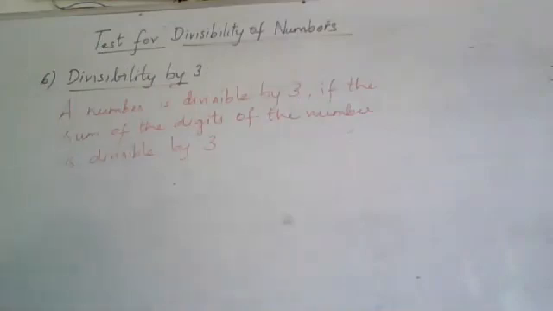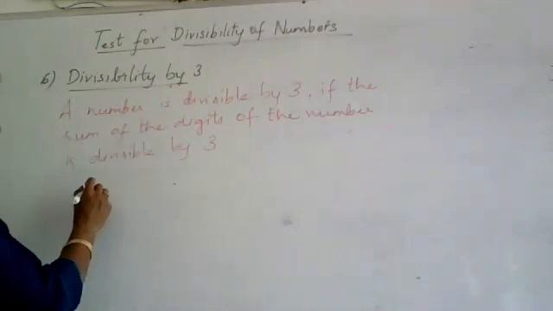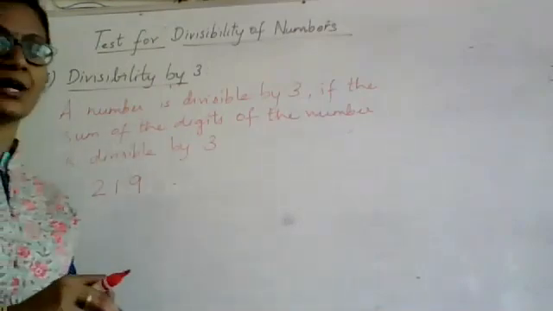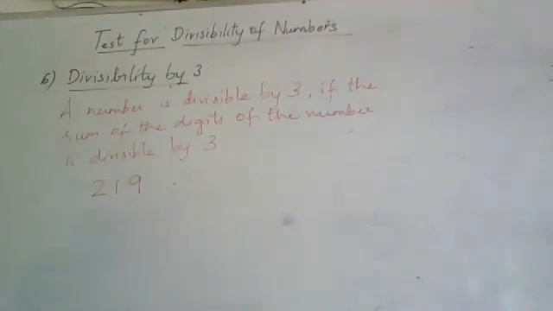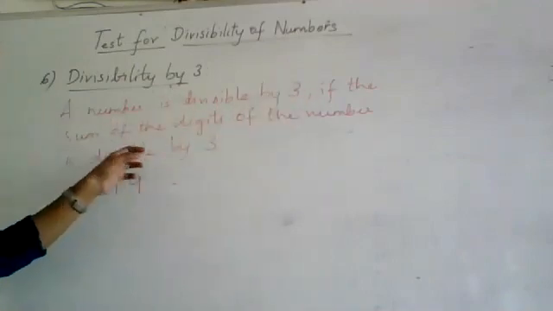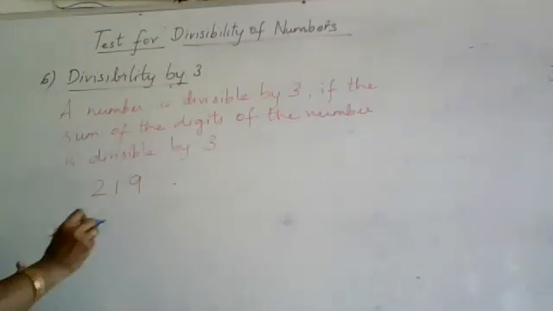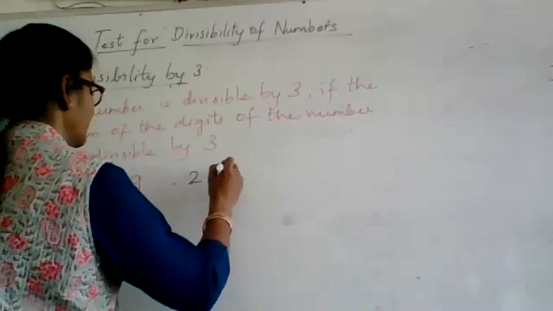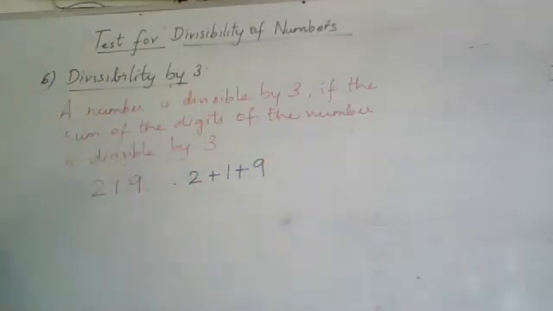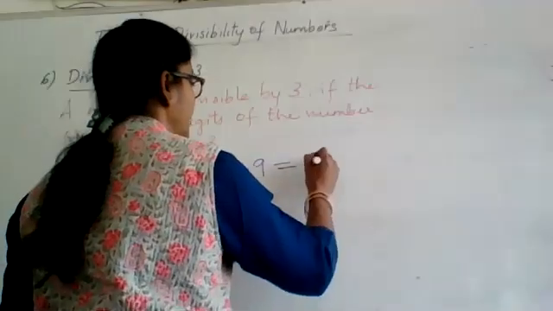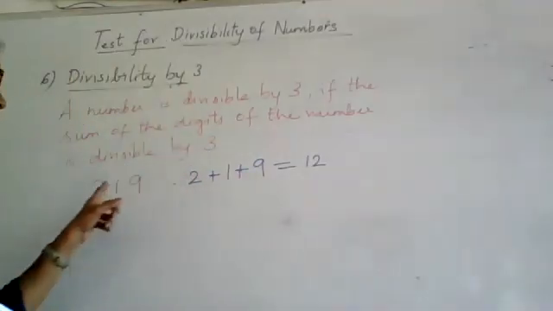So there are a lot of things that you have to understand here. So I'll take an example and try to do it. So I'll take a 3-digit number. I take 219. Now I have to find out whether 219 is divisible by 3 or not. The test of divisibility tells me that a number is divisible by 3 if the sum of the digits of the number is divisible by 3. That means what? I have to add all the digits. So here the digits are 2 plus 1 plus 9. These are the 3 digits in that number. So I am going to add those digits. So 2 plus 1 is 3, 3 plus 9 is 12. So I get 12 as the sum of the digits of the given number.